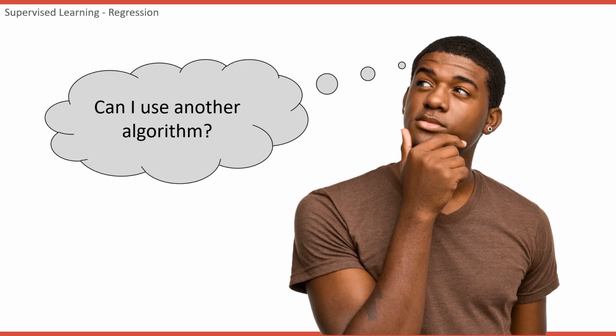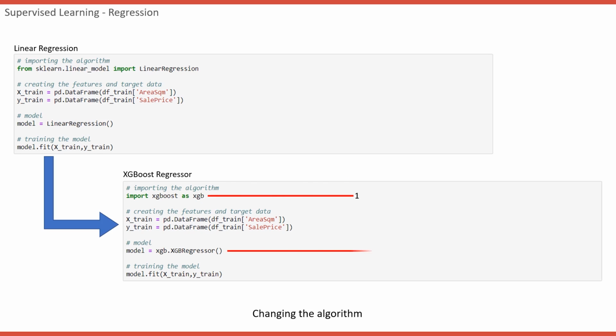But what if we didn't like the result? Can we use another algorithm? The answer is yes, of course. There are many more regression algorithms. All we need to do is to change 2 lines of code where we built our model.